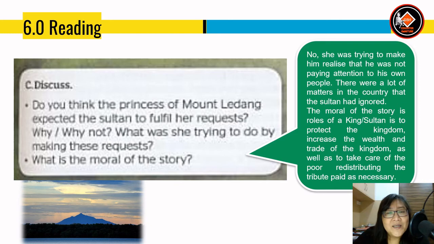The next question, what was she trying to do by making this request? Okay, so she was trying to make the Sultan realize that there were other important matters in his country. And what is the moral of the story? So the moral of the story is, the role of a king or sultan is to protect the kingdom, increase the wealth and trade of the kingdom, as well as to take care of the poor, redistributing the tribute paid as necessary.